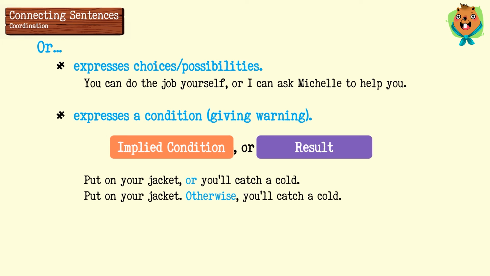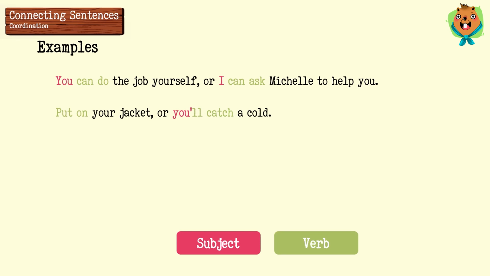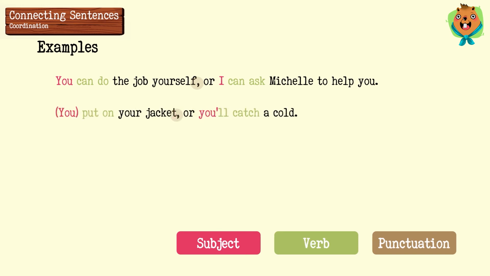In our example, the first statement, put on your jacket, implies a condition, and the second statement gives the result of this condition. So the sentence means, if you don't put on your jacket, you'll catch a cold. Now the condition is more obvious. Also notice that like the other coordinating conjunctions, there are subjects and verbs in both statements, and we add a comma before or in writing. In our example, it seems that the first statement, the condition, has no subject. But notice that this is an imperative, and in imperatives, the subject you is implied, but not mentioned.